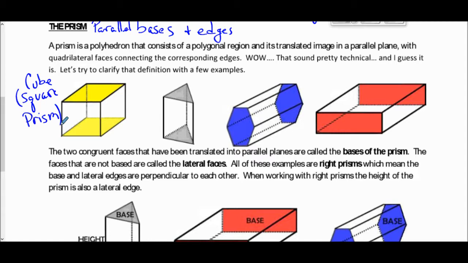The next one has bases that are triangles, so we call this one a triangular prism. The bases in this third one are hexagons, six-sided polygons, so we call this a hexagonal prism. And the last one there that they have, it looks like a cereal box. The bases are rectangles, so we call it a rectangular prism.